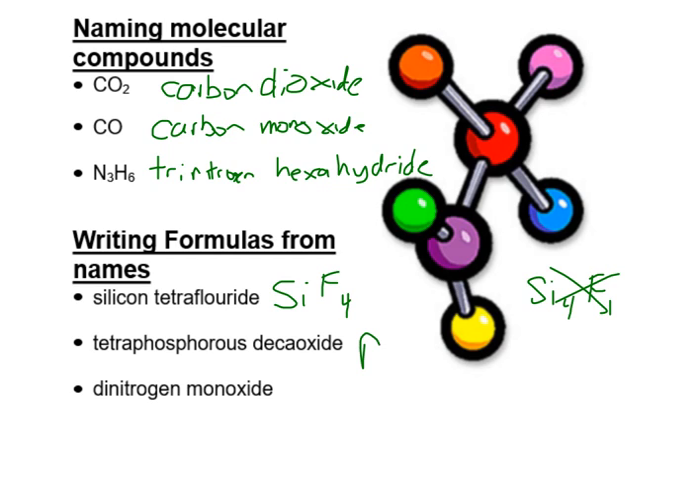Tetraphosphorus, okay, phosphorus is P, we want 4 of them. Deca is 10, so 10 oxygens. Ta-da. Nitrogen, di means 2. Oxygen is O, we need 1 of them. Do we write the 1 though? No, we always skip 1s, we're lazy. There we go.